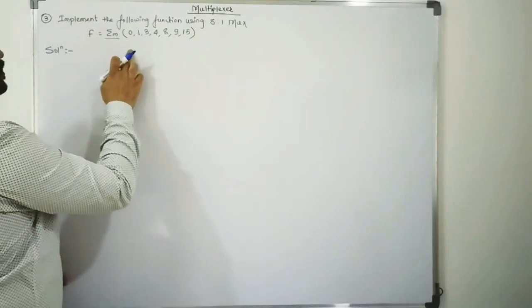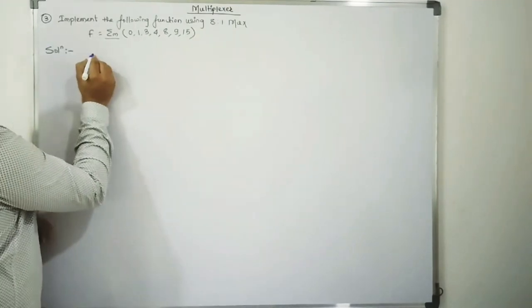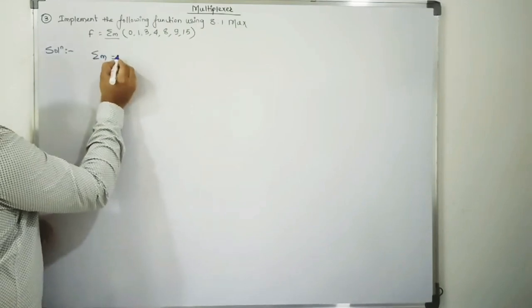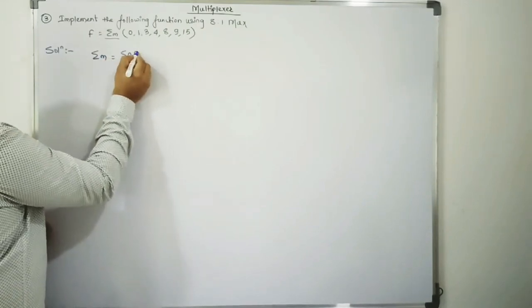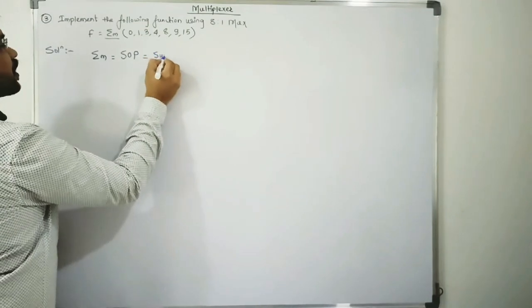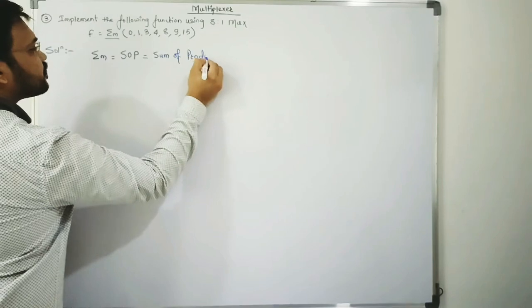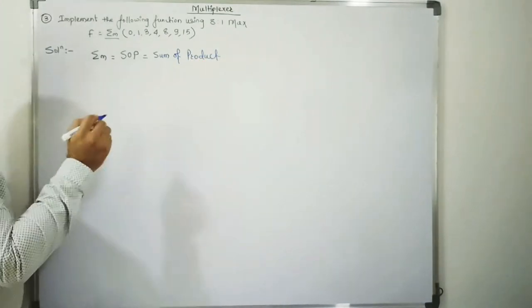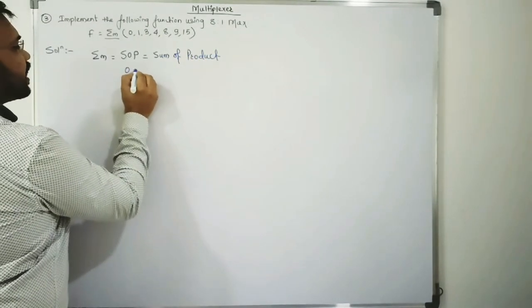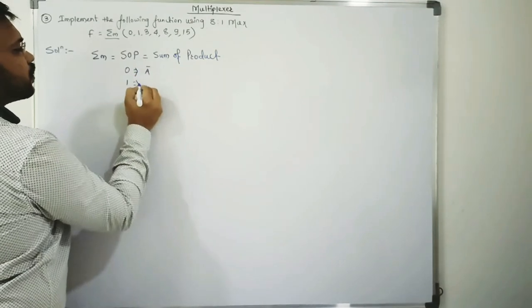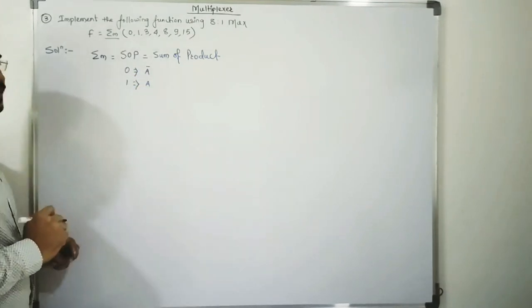As for the meaning of summation minterms, here summation minterms is basically the SOP form, that is the sum of product form. In this sum of product form, 0 is considered as the complement and 1 is considered as the original literal.